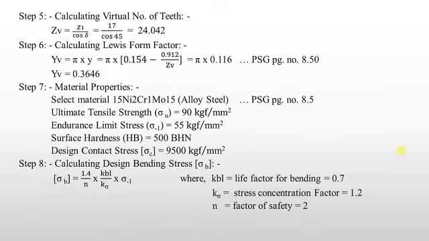Calculating virtual number of teeth ZV. ZV is equal to Z1 upon cos delta. Z1 is actual number of teeth and delta is semicone angle for the gears, which is 45 degree. Therefore ZV is equal to 24.042. Step 6, calculating Lewis form factor. As all the factors for miter gear are same, therefore Lewis form factor is also same for all miter gears. YV is equal to pi into y equal to pi into 0.154 minus 0.912 upon ZV. Hence YV is equal to 0.3646.